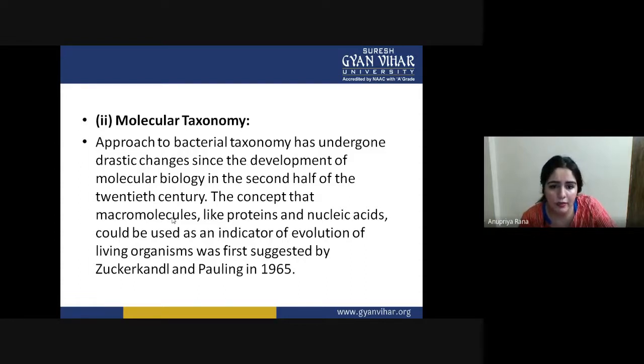The concept that macromolecules like proteins and nucleic acids could be used as indicators of evolution of living organisms was suggested by Zuckerkandl and Pauling. They gave a concept that the rRNA inside our body can evolve. Evolving means they keep changing over a time period. Same species, same RNA, but they are altering their function, or you can say they have some changes in their functions over a time period.